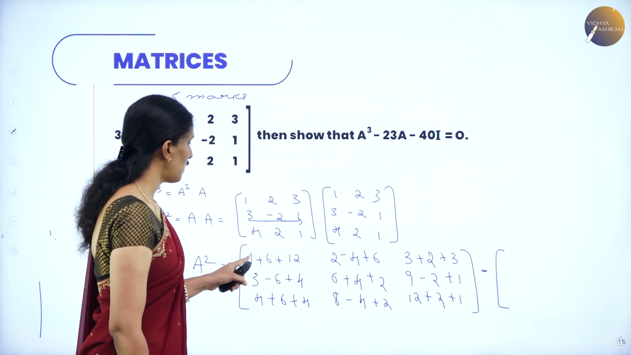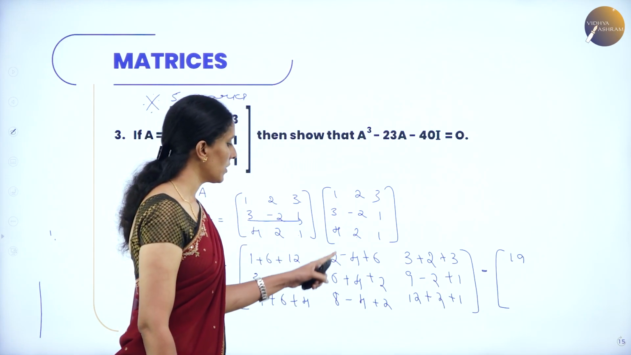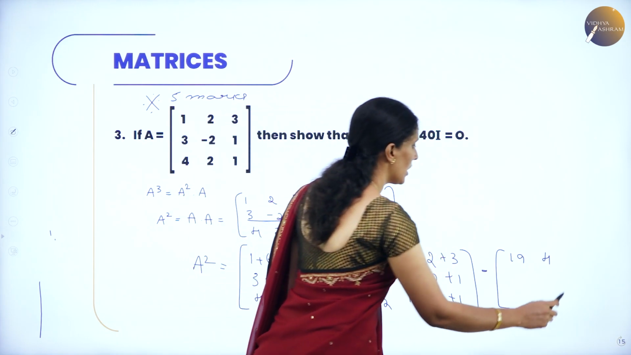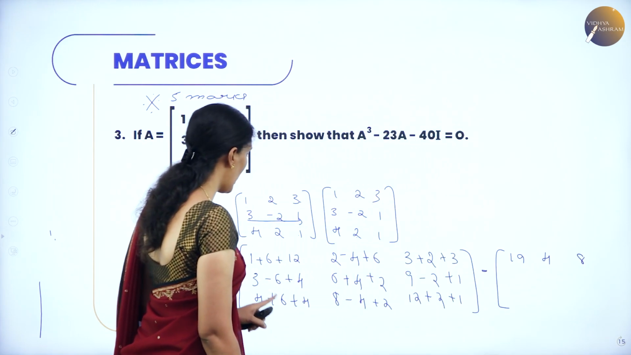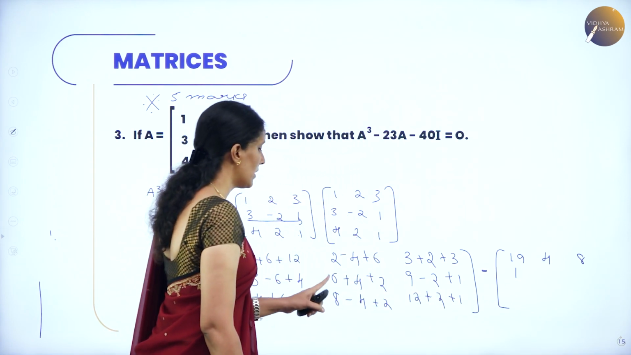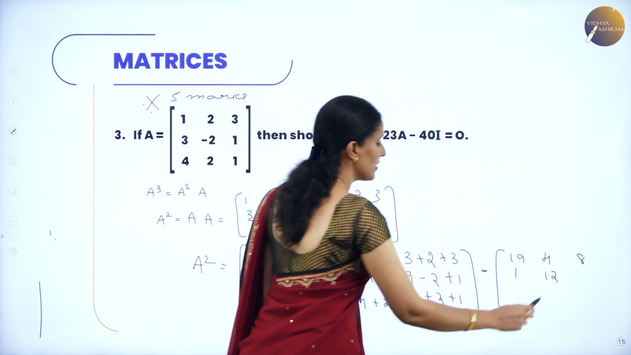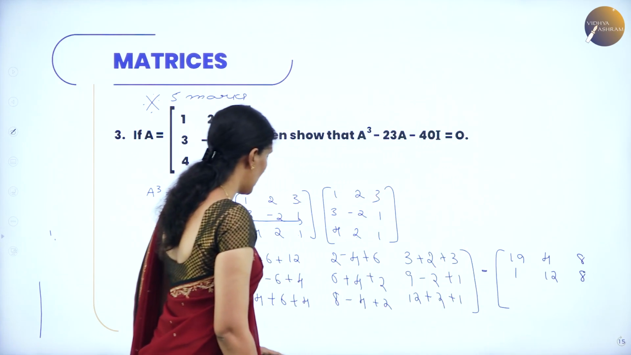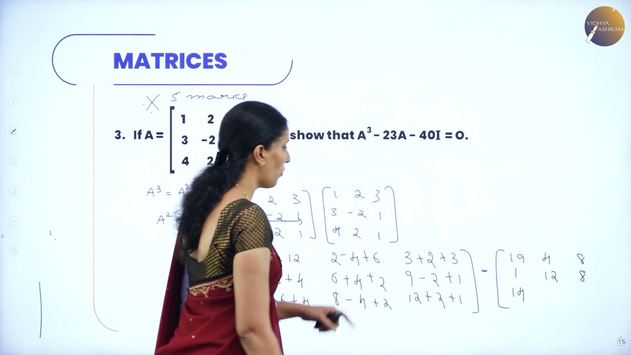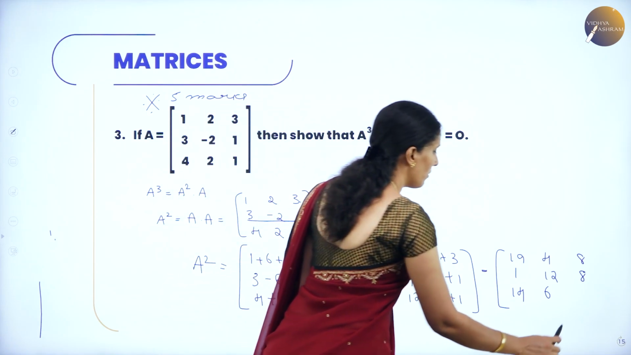So 12 plus 6 plus 1, 19. Next we have 2 minus 4 minus 2 plus 6 is 4. 3 plus 2 plus 3 is 8. Next we have 3 minus 6 is minus 3 plus 4 is 1. 10 plus 2, 12. Next 9 minus 2, 7. 7 plus 1 is 8. Next we have 10 plus 4, 14. Next we have 4 plus 2, 6. Next 12 plus 2 plus 1, 15.